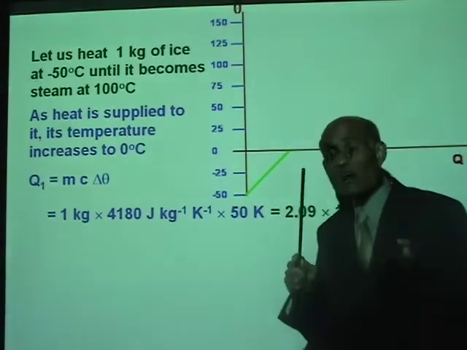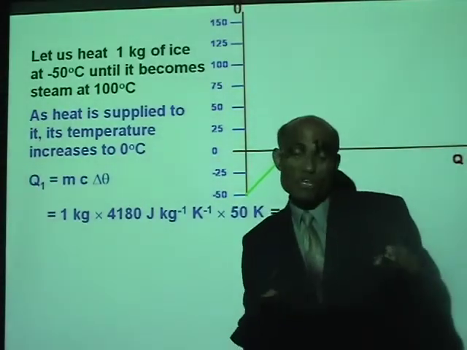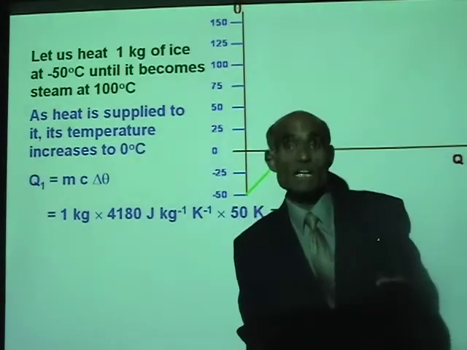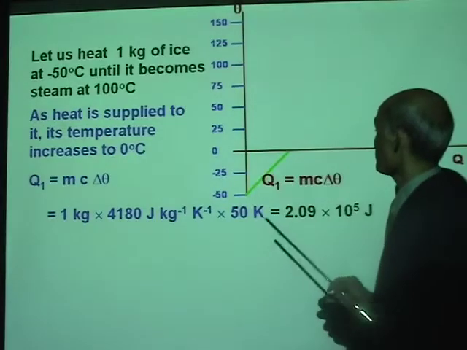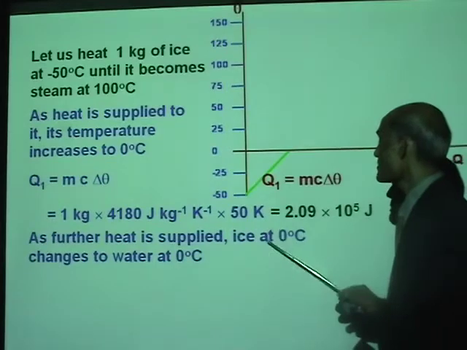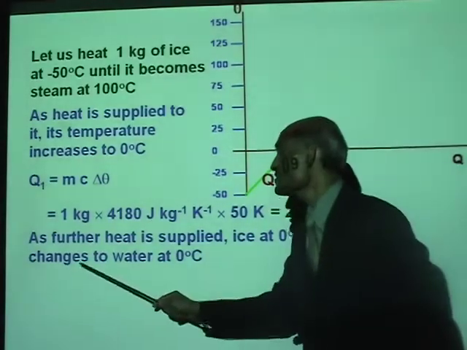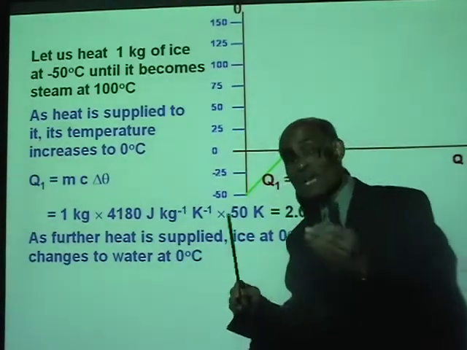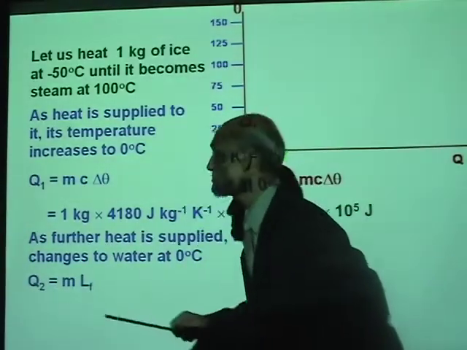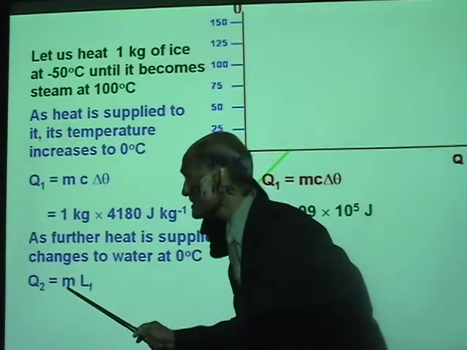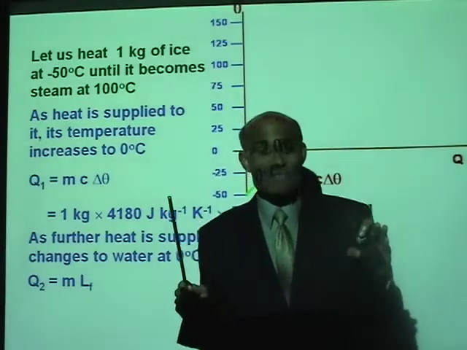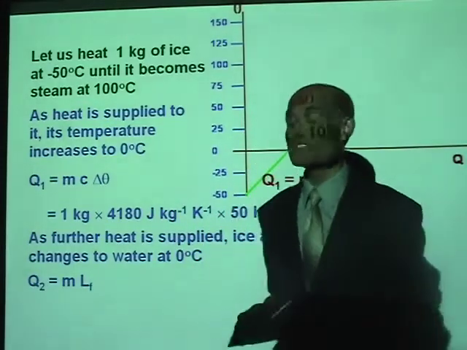And this ice is now going to become water. And during the change of state, until all of the ice is converted to water, the temperature will not change. As further heat is supplied, ice at 0 degrees Celsius changes to water at the same temperature. No change in temperature. The amount of heat absorbed, Q2, is mass times latent heat of fusion. You see that? When there is no change in temperature, it is the latent heat that is involved.